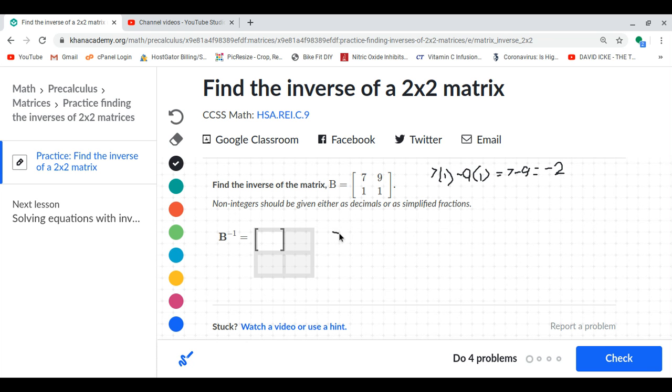So we're going to take 1 over negative 2, or negative 1/2. And to find the inverse, we have to switch this term and this term. So I'm going to put 1 here and 7 here, and make the other terms negative. So negative 9, and this one, negative 1.